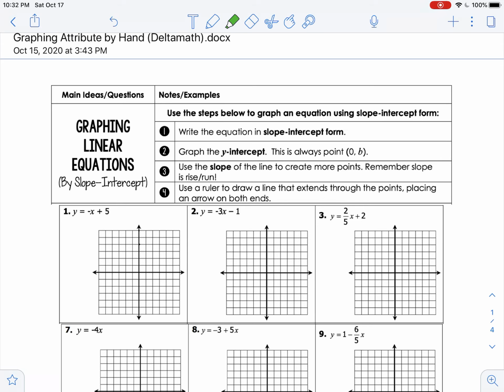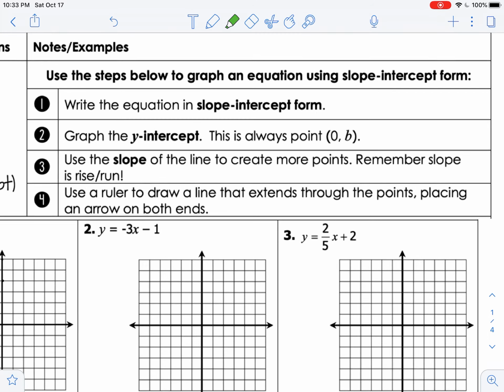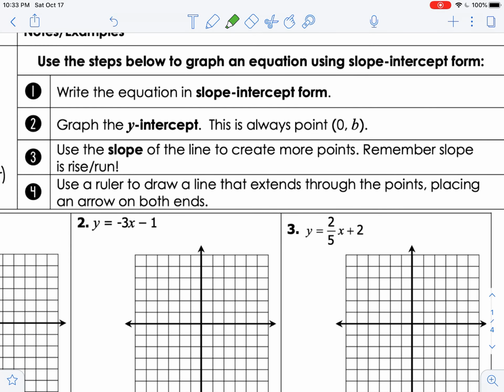One of the other things that you're going to have to do in algebra with our attributes is actually graphing them by hand. So far we've given you graphs and you've identified the attributes, but now we are going to be graphing by hand our equation. So here's going to be your steps in your process. Your first step is going to be write it in the slope-intercept form. So write the equation slope-intercept form.